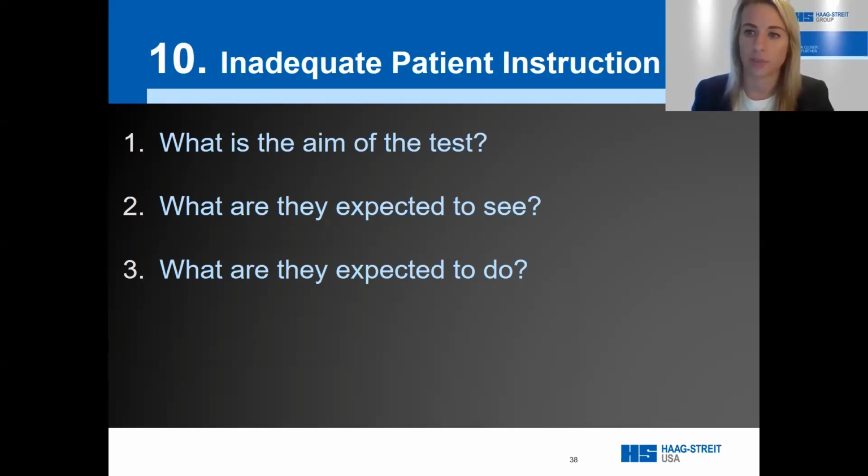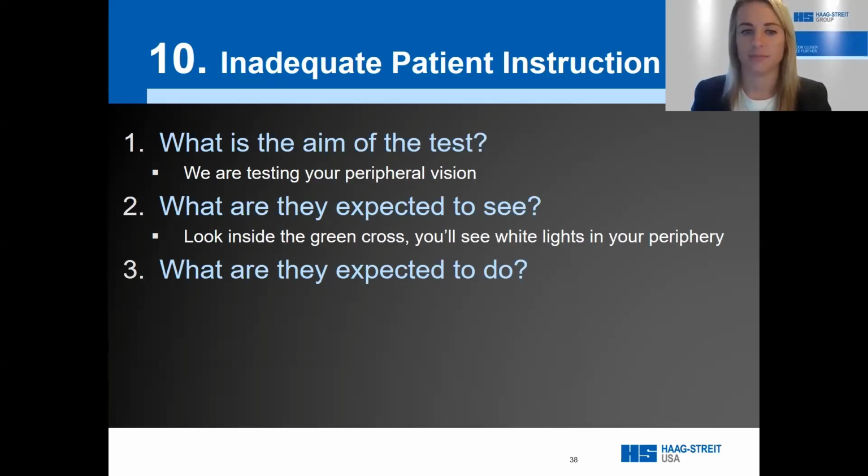What is the aim of the test? We're testing your peripheral vision. What are they expected to see? While looking straight ahead at the open green cross, you will see white flashes in your periphery. Some lights may be dim, some bright, some big, some small, and some you won't see at all, and that's okay.